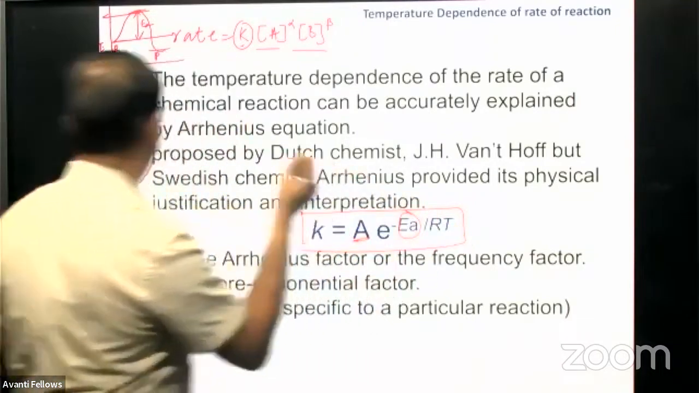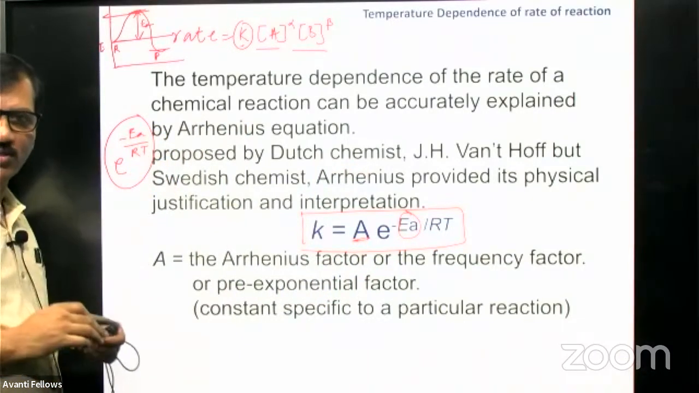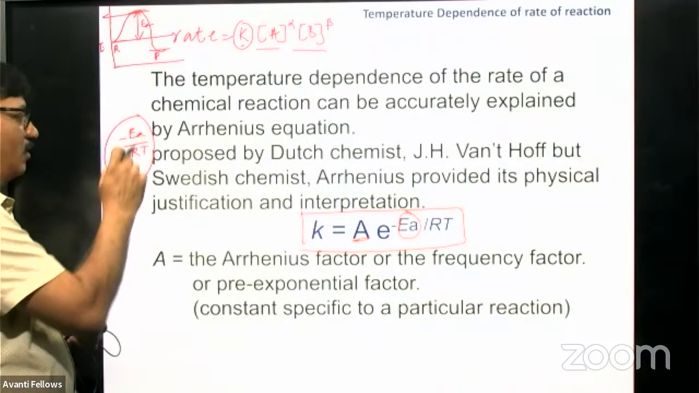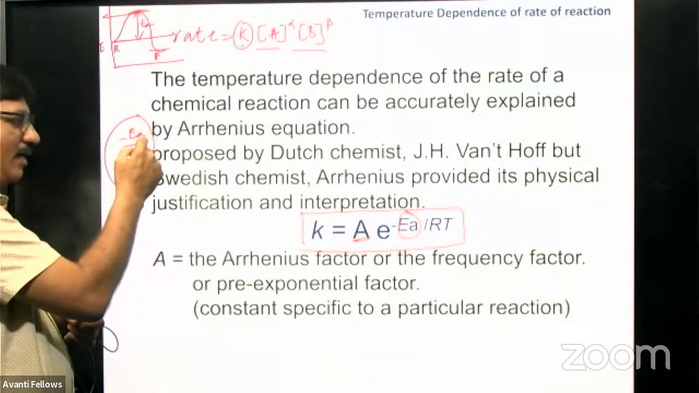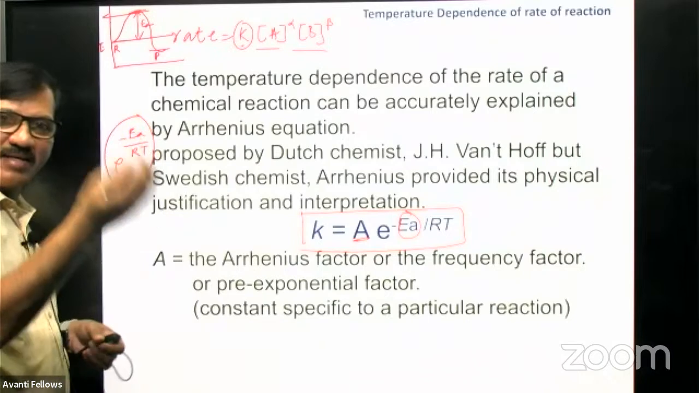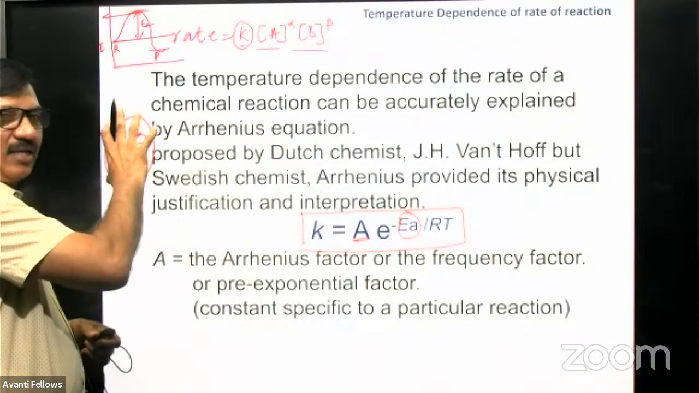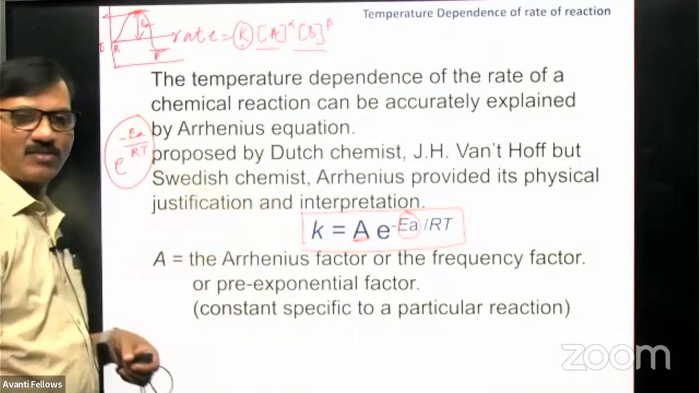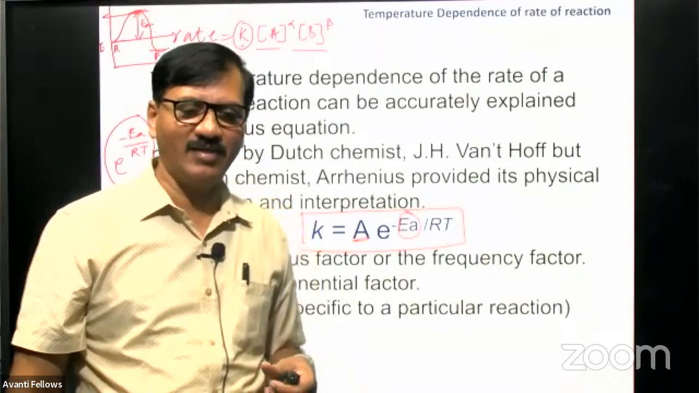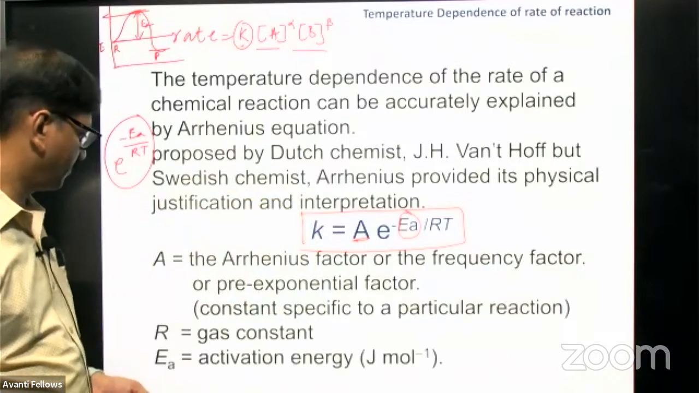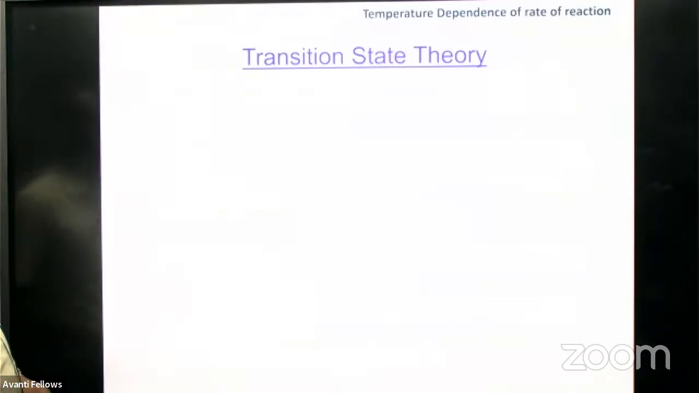If T value increases, since it is in the denominator, the 1 by T value decreases. But minus 1 by T increases, because of the negative sign. So e to the power increases, then K increases. Therefore, as temperature increases, K increases. Right? So this is the way we have to interpret. Here R is the gas constant and EA is called activation energy.